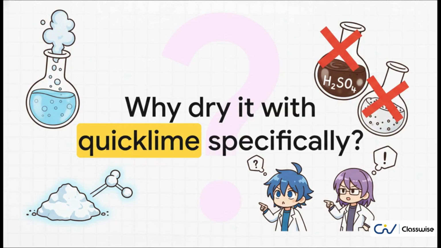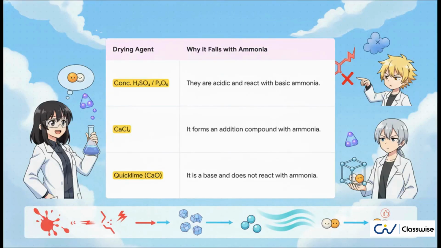Why must we use quicklime? I mean, chemists have lots of things to dry gases with, like concentrated sulfuric acid or calcium chloride. So why are those a total no-go when it comes to ammonia? This is a classic exam question, so you'll want to pay close attention here. And this table shows you exactly why.